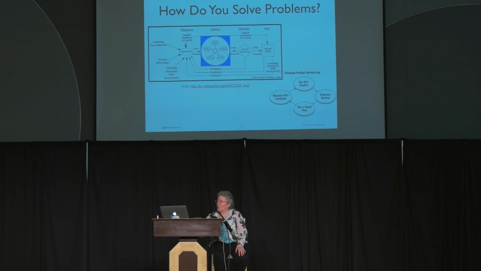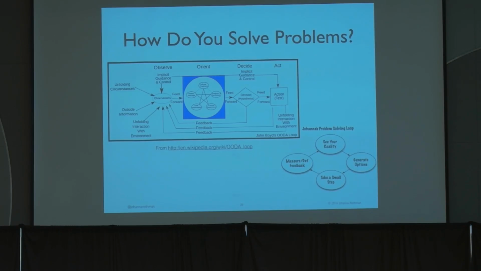Now, there's a couple of different ways to solve problems, and John Boyd, who was a fighter pilot in World War II, is known as possibly the best fighter pilot ever. He had this OODA loop: observe, orient, decide, and act. And you'll notice that there's all kinds of feedback loops in here. It's not plan, do, check, act, because you can't plan unless you understand where you are. That's what the orient is, and observe.